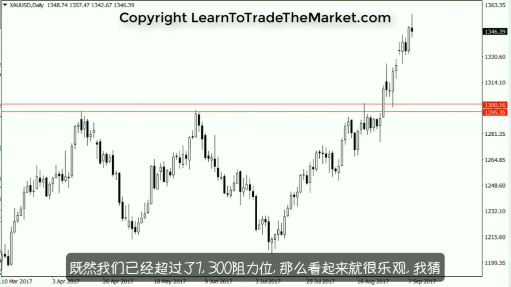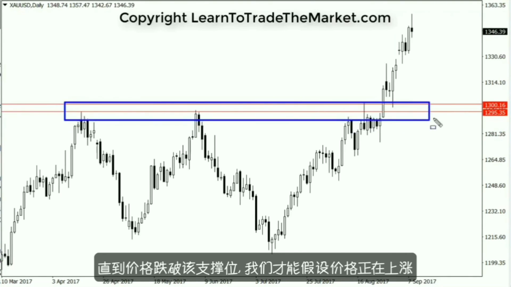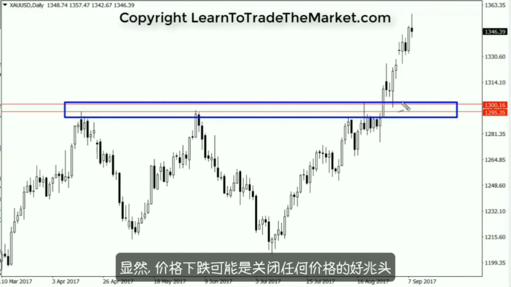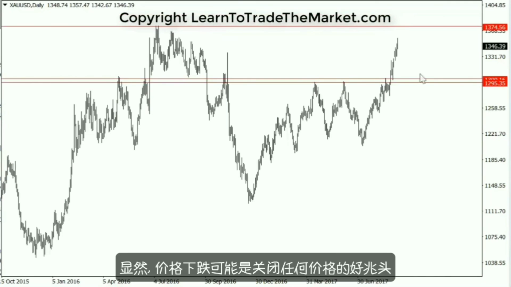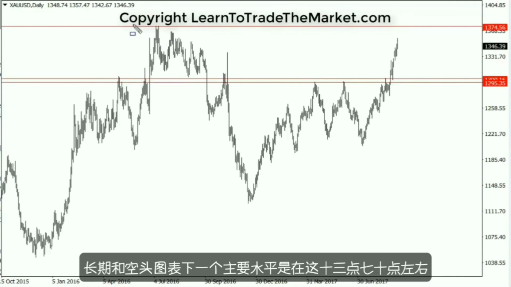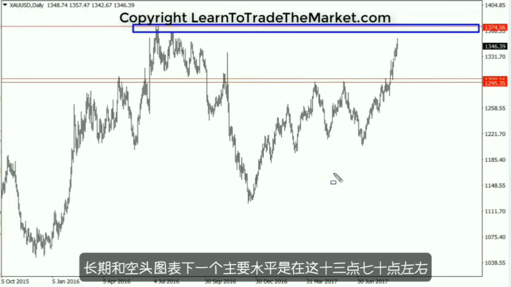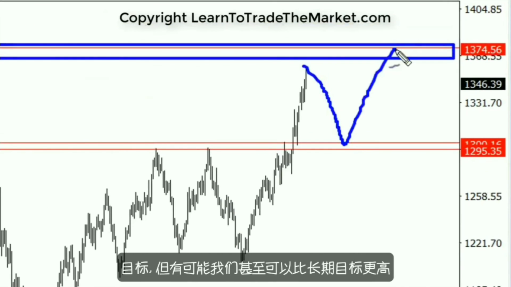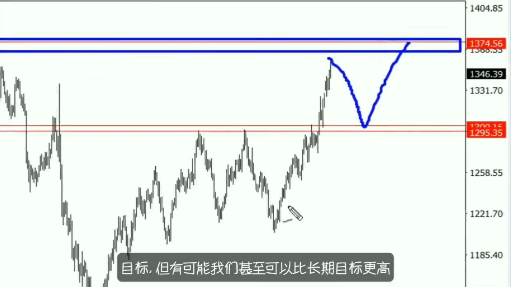And I guess until prices collapse below that support, we can assume prices are going higher. Obviously, if prices fail, that's potentially a good sign to close any longs and reassess the chart. The next major level is around these 1370 to 1400 levels, and that would be my first upside target. But it's possible that we could even move higher than that long term.